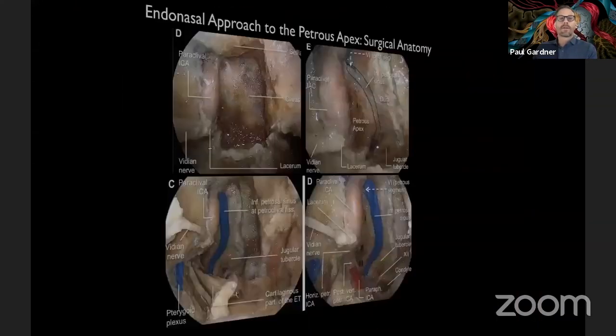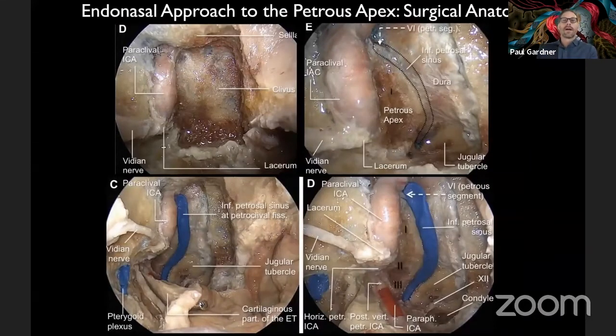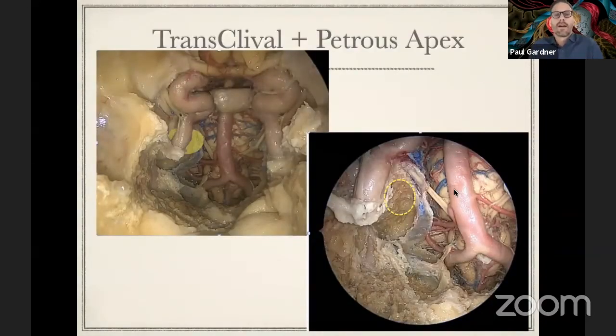These landmarks are critical for understanding this area, but as we start to get comfortable working around the paraclival carotid artery, we can understand that immediately posterior to it lies the petrous apex and the petrous bone. This is really the key. It often is accompanied by a transclival approach, and you'll see in contrast to an open extended middle fossa approach, endonasal gives us the medial portal to the transclival and then transpetrous approach.